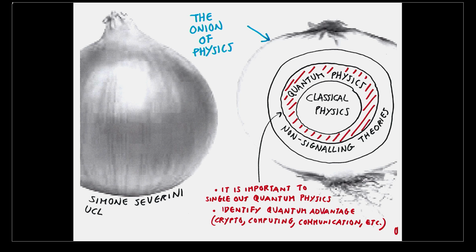Okay, that's a picture of an onion. It's nothing special, just a way to say that quantum physics sits between two different things. One is classical mechanics, the physics of Galileo and Newton, the physics of objects around us, which is the core of the onion. Then outside quantum physics, there is something else which we call non-signaling theories. Samson already told us about this topic, and these may be theories that do not describe physical reality and are science fiction in a way.